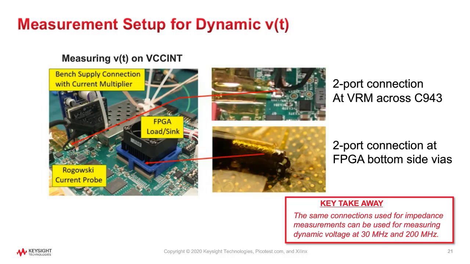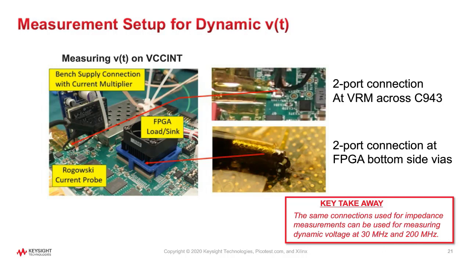A Rogowski current probe is attached by wrapping the thin wire loop around the copper braid connection to the VCC-int power rail. This small current loop probe avoids disturbing the low impedance connection of the Vicor module to the VCC-int power rail. The picture shows the FPGA soldered to the PCB.